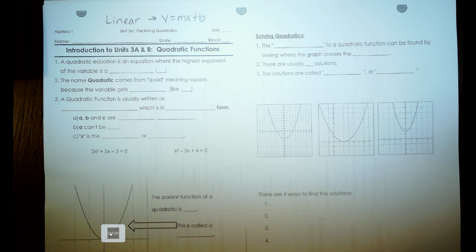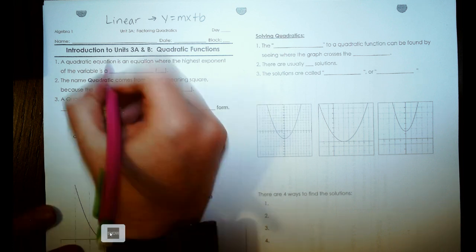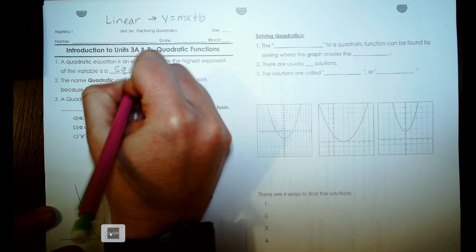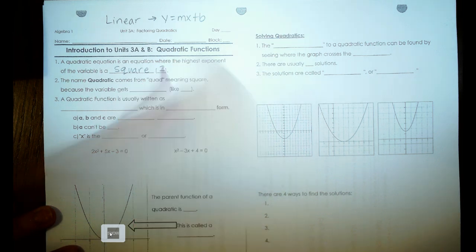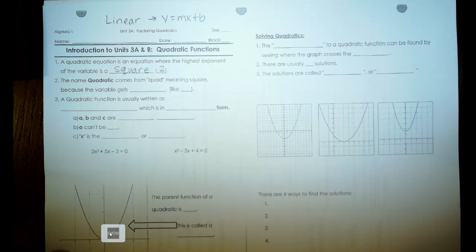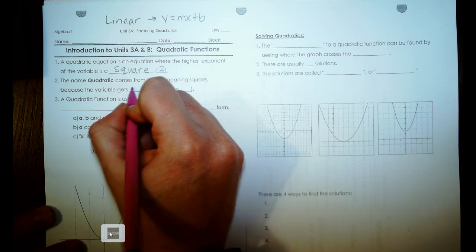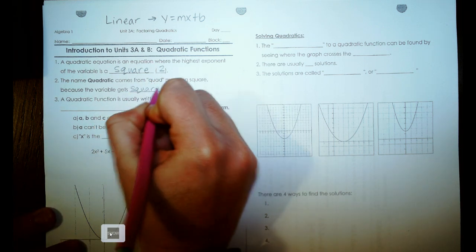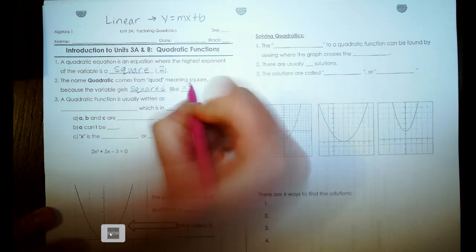Okay, so a quadratic equation is an equation where the highest exponent of your variable is a square, which means it has a 2 as an exponent. The name quadratic comes from quad, meaning square, because the variable gets squared. Like if you had x squared.